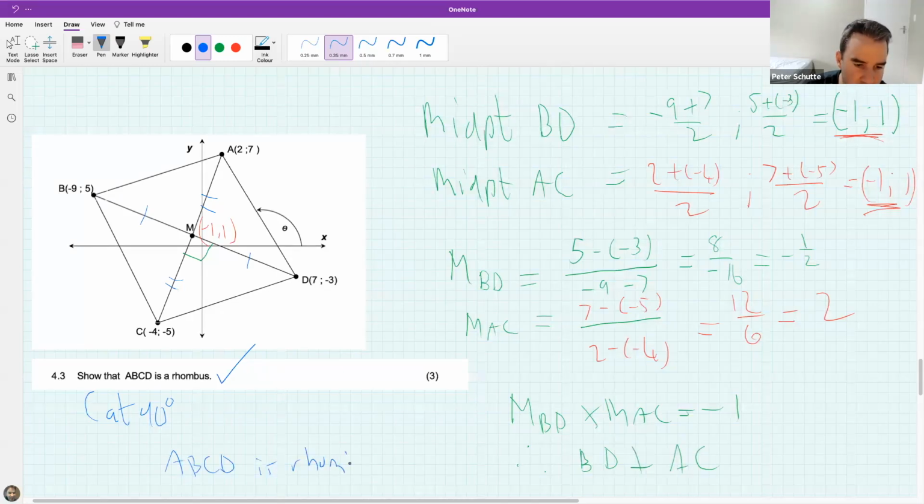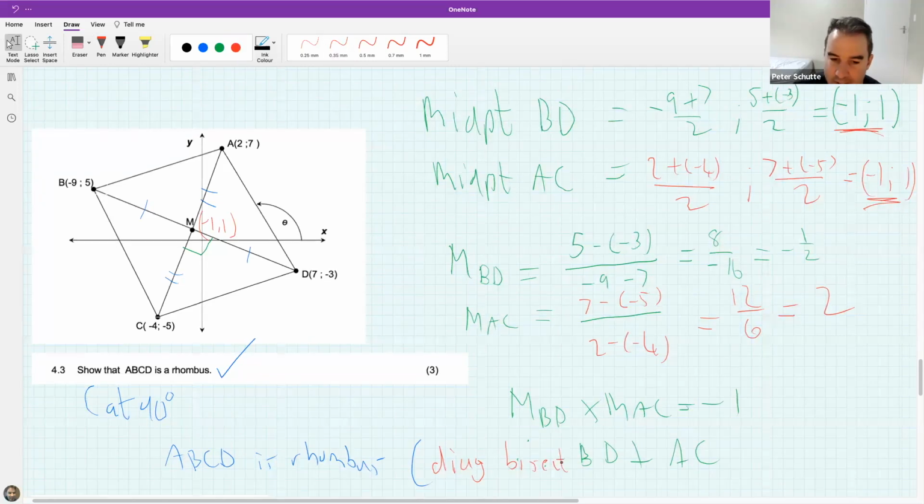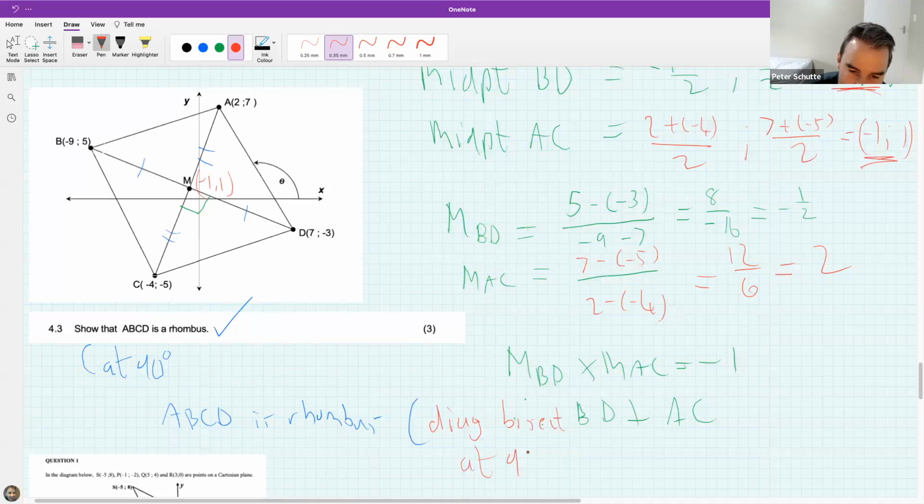And why do we know it's a rhombus? The reason is the diagonals bisect, and not only bisect, they bisect at 90 degrees. So there's two conditions that we had to check. The one was that the diagonals bisect. We knew it was a parallelogram. If the diagonals bisect at 90 degrees, it's a rhombus.